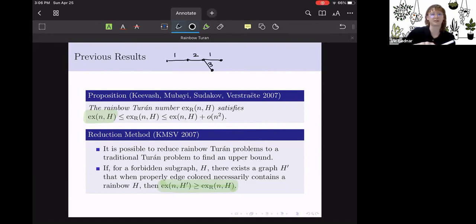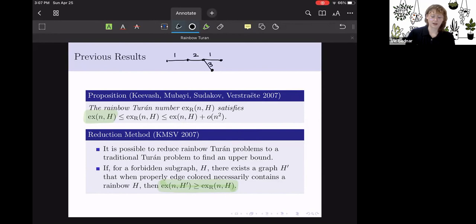So by forbidding this larger structure, we are forbidding rainbow P3. We're also forbidding that extra edge. So the traditional Turán number of this larger structure gives us an upper bound on the rainbow Turán number of P3. And that's the reduction method in a nutshell.